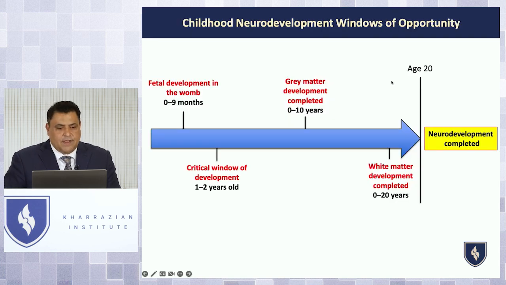Now remember, when you look at neurodevelopment, there are windows of opportunity. The first critical window of opportunity for getting out of a neurodevelopmental problem, or having proper development, is that first 1 to 2 year window. That's when the brain is still having neuron migration and a high degree of white matter and gray matter development. And then by age 10, the gray matter development is pretty complete. And by age 20, neurodevelopment is typically done. The white matter is fully developed.